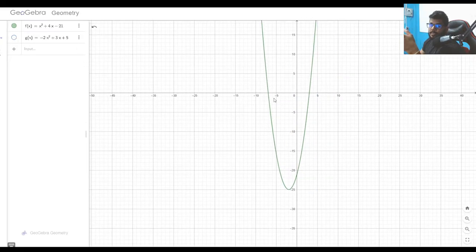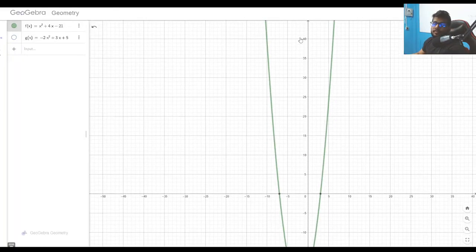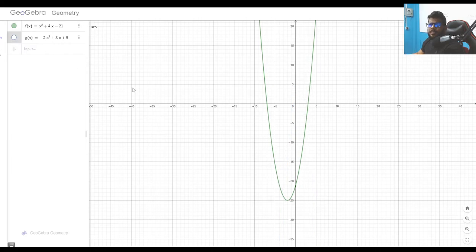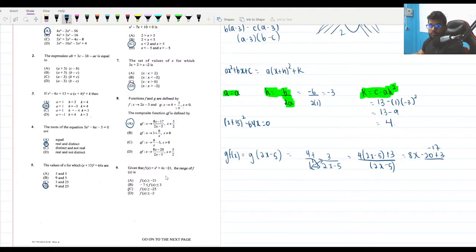Domains are tied to the x-axis, while ranges are tied to the y-axis. The range just says, where does this graph exist on the y-axis? Well, this graph exists from here all the way up to positive infinity, whereas the blue graph will exist from here all the way down to negative infinity. So your maximum and minimum points will come into play depending on the domain they give you. In this particular question, they didn't give us a domain.